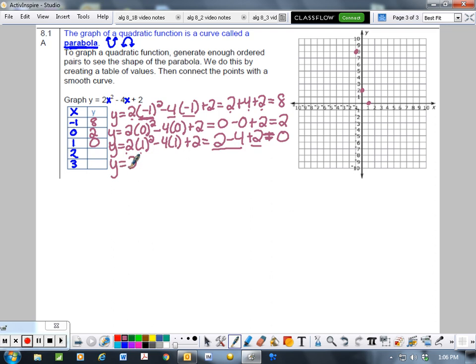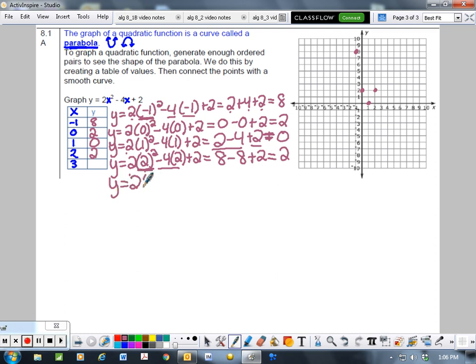Y equals 2 times 2 squared minus 4 times 2 plus 2. See, 2 times 2 is 4. 2 times 4 is 8. Minus 4 times 2, which is 8, plus 2. So that gives me 0 plus 2, which is 2. And I'm starting to see that U shape, but I've got to keep going and fill out my table.